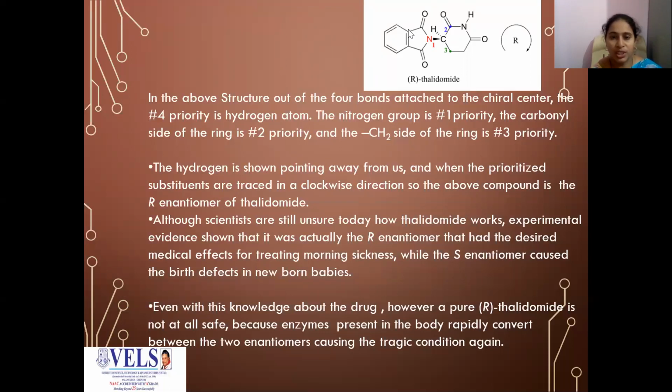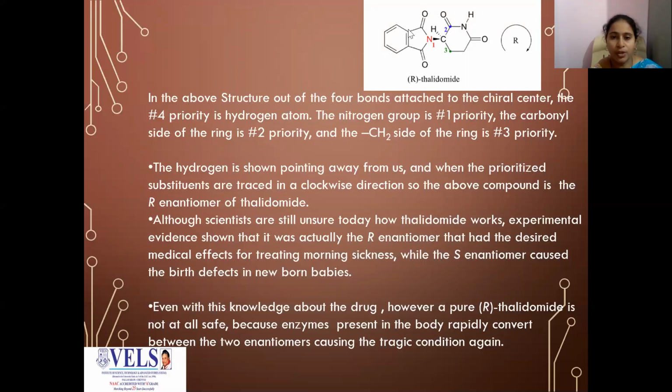So we have to check the priority order in the ring. Second priority is given to the carbonyl group, whereas third priority is given to the CH2 side of the ring. The reason behind this is that the carbonyl carbon is attached to oxygen, which has a higher atomic number, whereas the third priority is given to the CH2 side, which is attached to one more carbon. Thereby, after assigning all the priority groups, we have to check whether the hydrogen is pointing away from us.